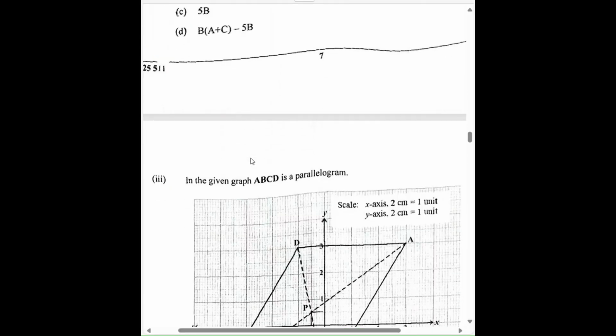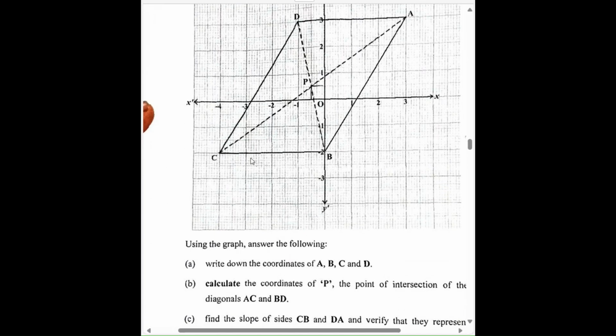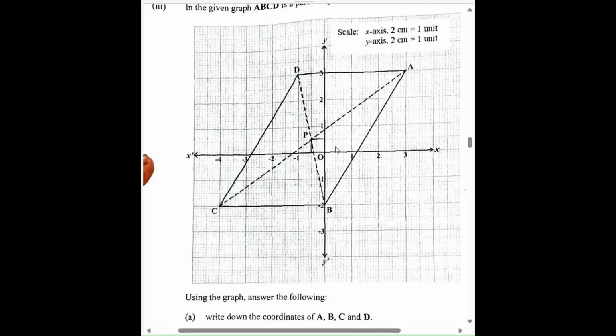Now come to the next question. In the given graph, ABCD is a parallelogram. Using the graph, write down the coordinates of A, B, C, D. A has x coordinate 3 and y coordinate 3, so it is 3, 3. B is on the y-axis, so x coordinate is 0 and y coordinate is -2: 0, -2. C is -4, -2. D has x coordinate -1 and y coordinate 3, so D is -1, 3.